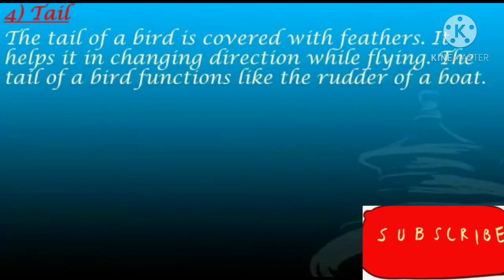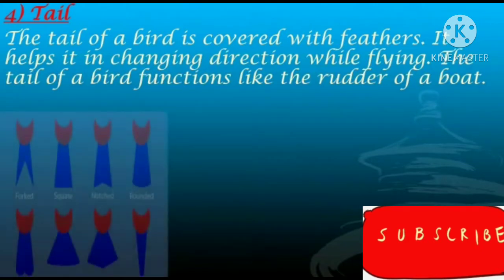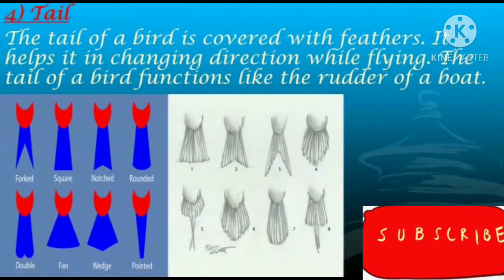So the fourth important point is about the tail. The tail of a bird is covered with feathers. It helps in changing direction while flying. The tail of a bird functions like the rudder of a boat. Now what is the rudder of a boat? Let me show you the images.